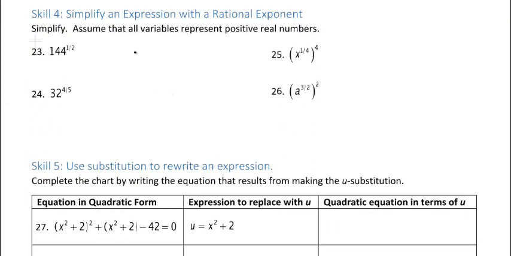Now to simplify an expression with a rational exponent, recall that x to the 1 over n is the nth root of x. X to the m divided by n is the nth root of x to the m. 144 to the 1/2 is the square root of 144, or 12.